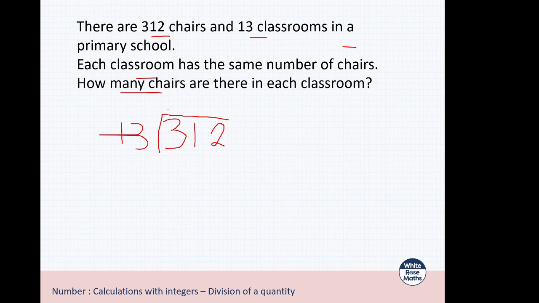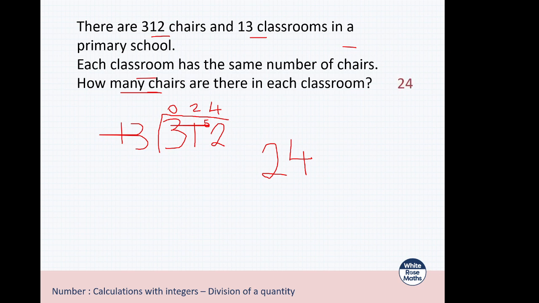13 into 3, I can't do. 13 into 31 goes twice with a remainder of 5. 13 into 52 goes 4 times. So there's 24 chairs in each classroom. Does that make sense, guys? Again, very common topic for a contextual question for a foundation tier paper.